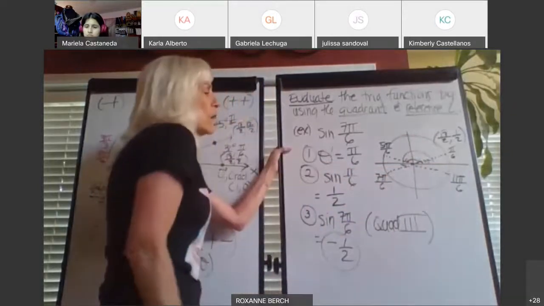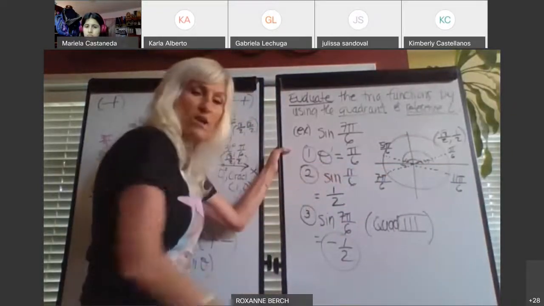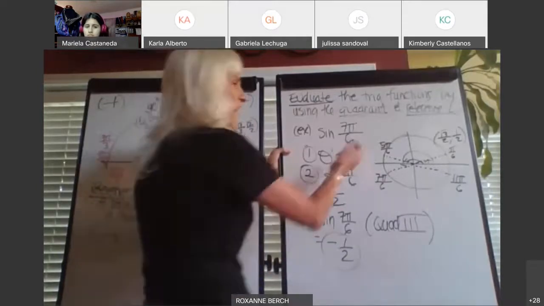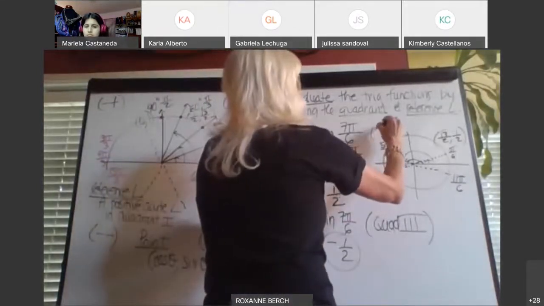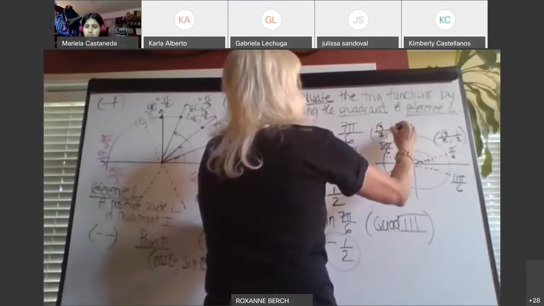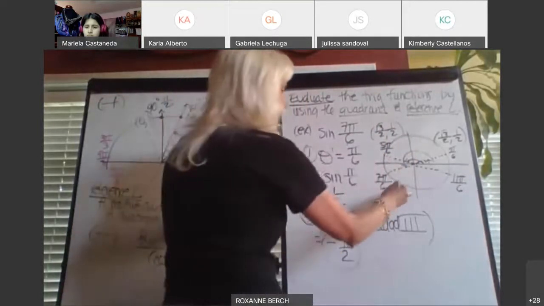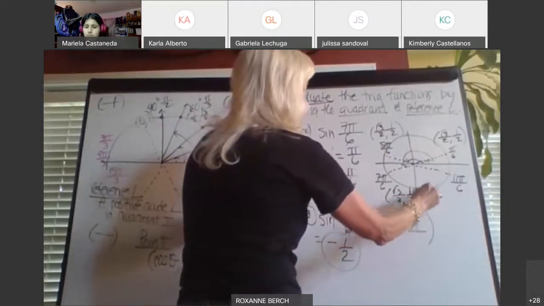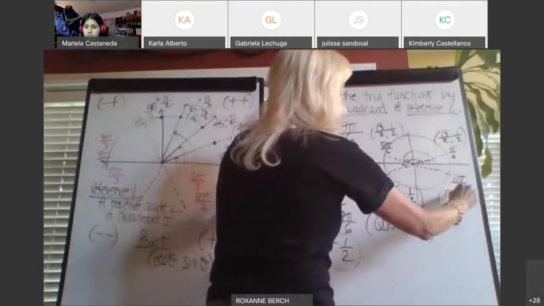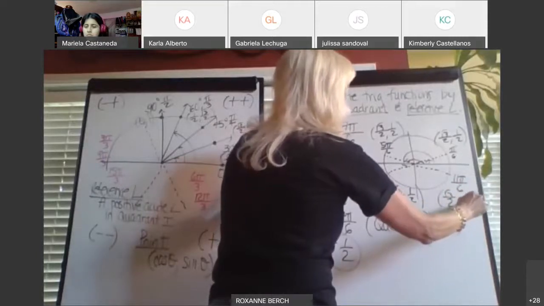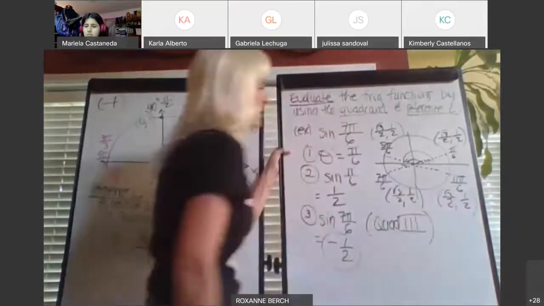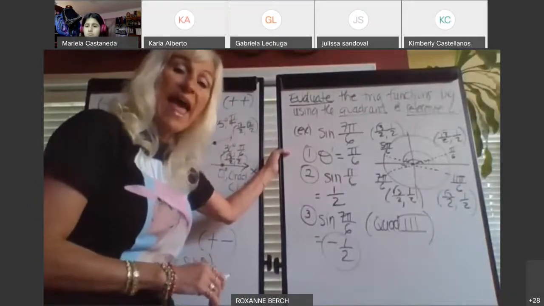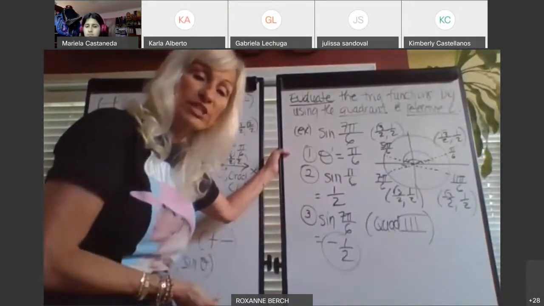All of those angles have the same ordered pair. So in other words, 5 pi over 6 is radical 3 over 2 and 1/2. And this guy is radical 3 over 2 and 1/2. And this guy is radical 3 over 2 and 1/2. The only difference is that, depending on what quadrant they're in, they change signs.